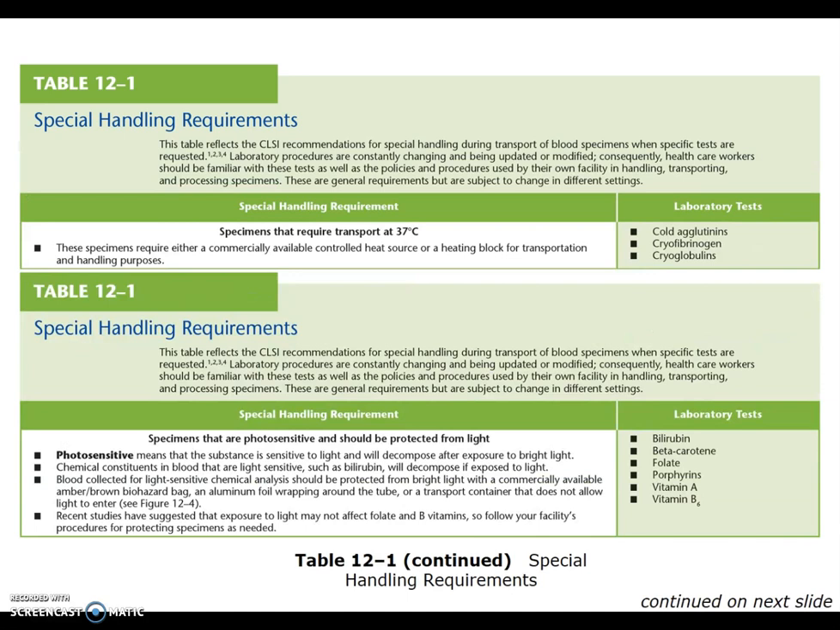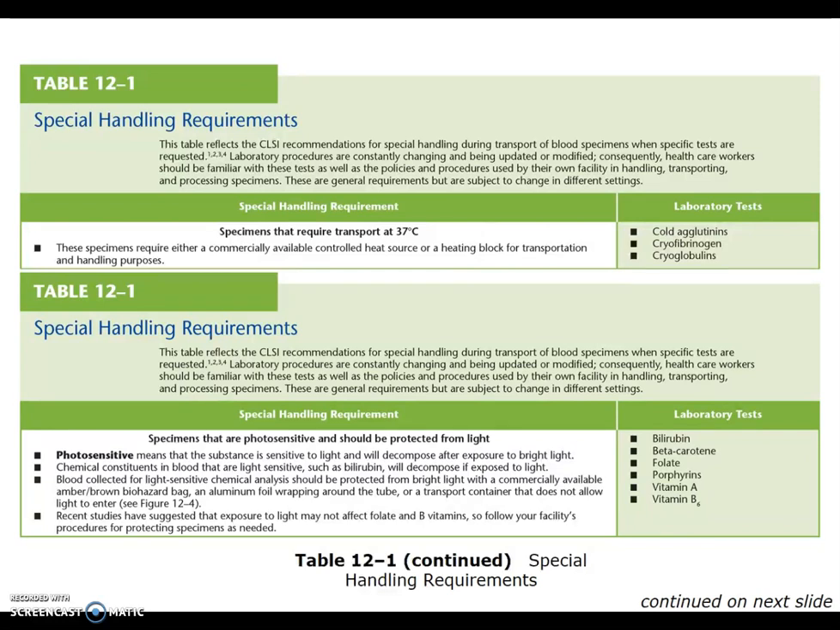Again, Table 12/1, we're going to look at specimens that require transport at 37°C. These require a specially made commercial heat block to keep the specimen warm. Cold agglutinin, cryofibrinogen, and cryoglobulins are some examples of common tests that need to be kept warm.